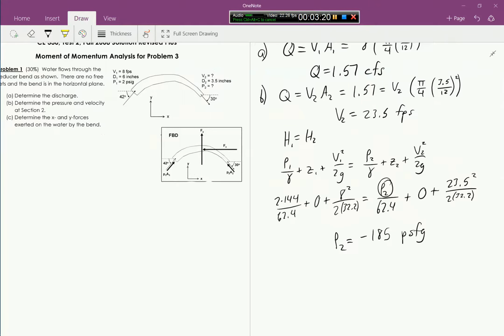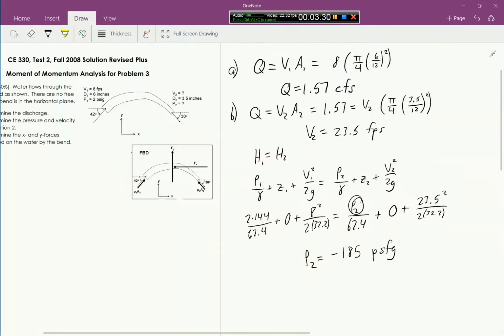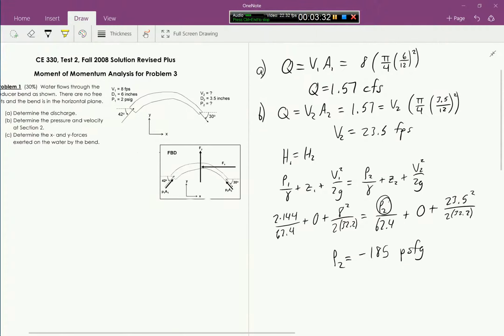Now we get into the more confusing and a little bit tougher part of this problem, and that is to find the x and y forces exerted on the bend. Now to do this, we're going to split this part in half, and we're going to deal with the x components completely separate, and we're going to deal with the y components completely separate.